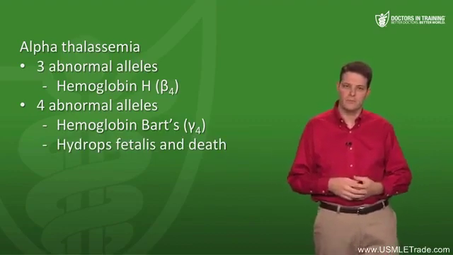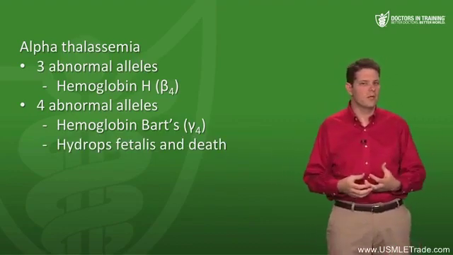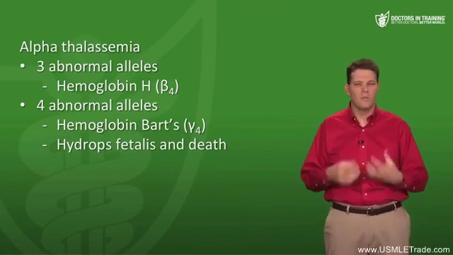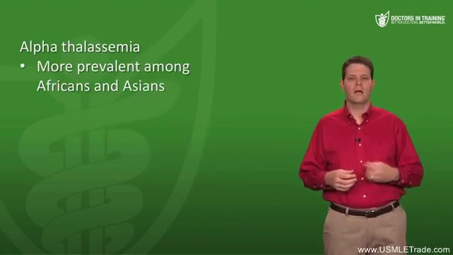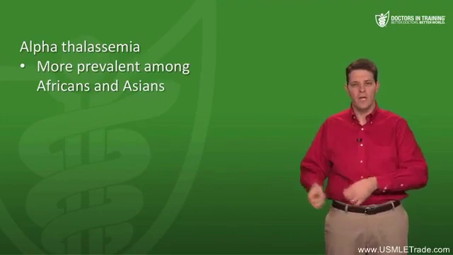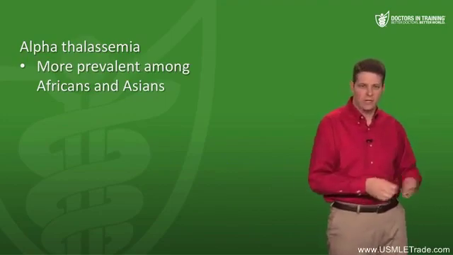and then death. So mostly, if you see alpha thalassemia at all, you're going to see alpha thal trait with minimal anemia. It's more prevalent among Africans and Asians. Remember, alpha, A, Africans and Asians.